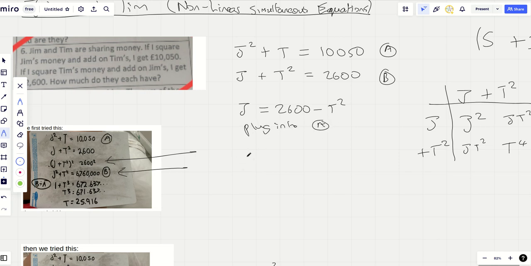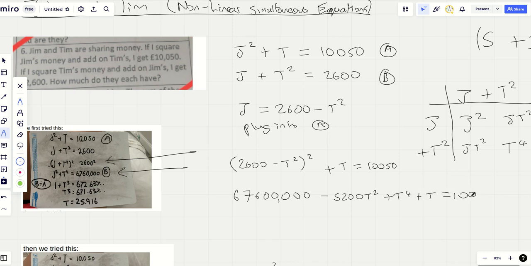And this isn't the way to do it really, but let's show you why, what happens exactly. Okay, we get this, yeah? Now you could square out 2,600 on your calculator. I can't remember what it comes to. I think it's 67,600,000, which is pretty ugly. Minus 2 times 2,600, which is 5,200 t squared, plus a t to the 4, plus a t, equals 10,050.